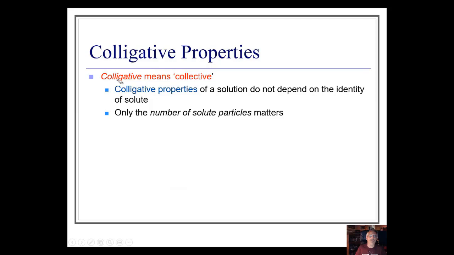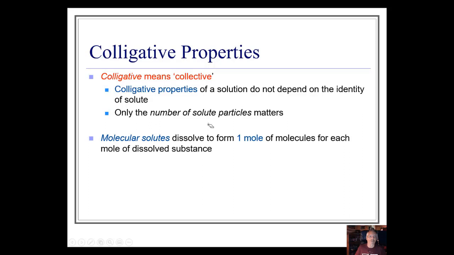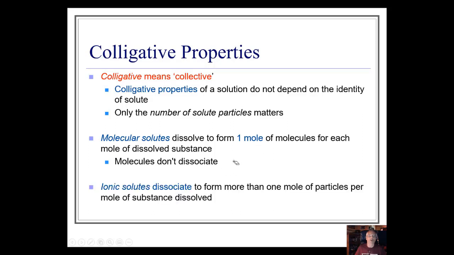Colligative properties. Colligative means collective. Collective properties don't depend on the identity of the solute, only on the number of solute particles. That's what we look at. If it's a molecular solute, they form 1 mole of molecules for each mole of dissolved substance. Molecules don't dissociate. So it's a 1-for-1. Sugar and ethanol and any molecular compound, it's a 1-for-1 ratio.